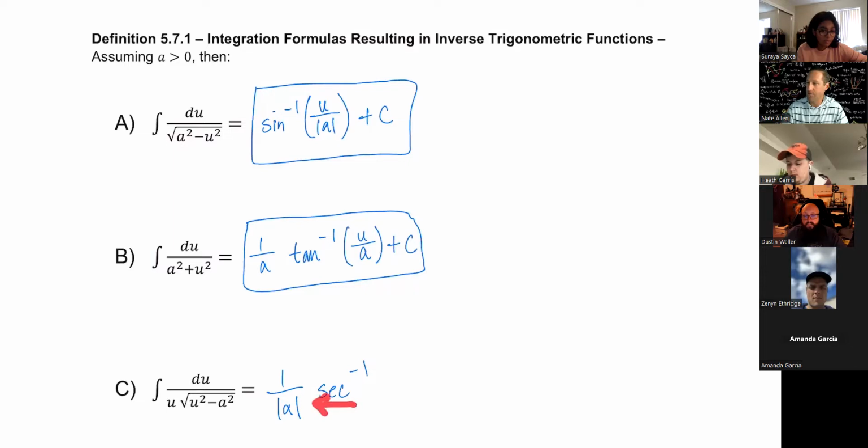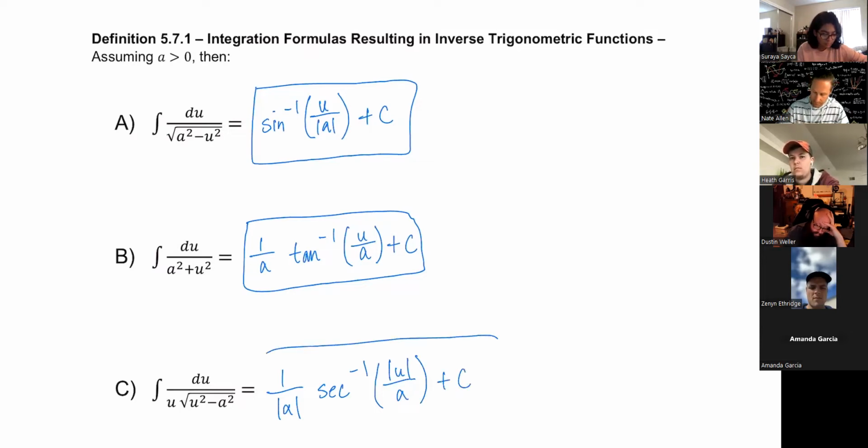Read it from right to left. It pretty much tells you. It looks like cosine. All right, so you're going to be thinking of the reciprocal or flipped fraction of what cosine would be. Right, and that would be of the absolute value of u over a, and again, plus c.